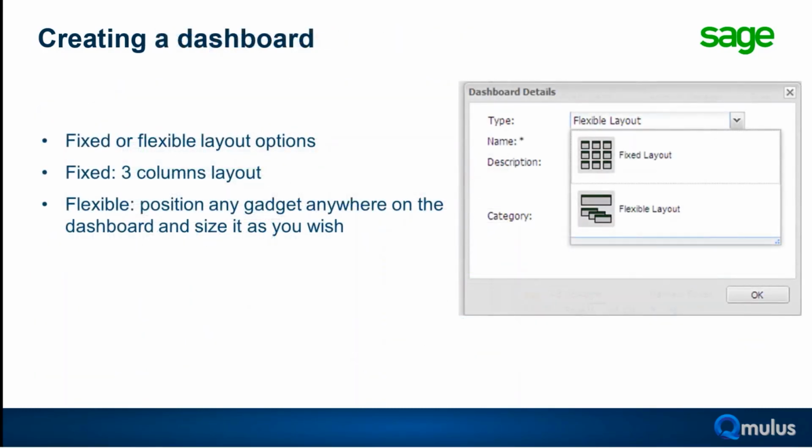Creating a dashboard. There are two layout options available when creating a dashboard: the fixed layout and the flexible layout. The fixed layout option has a 3-column gadget display, and they are all the same size. Flexible gadget sizing enables a user to reposition and resize gadgets on their dashboard in whatever way they prefer, offering maximum personalization. We will see these later on after the presentation when we create a dashboard.